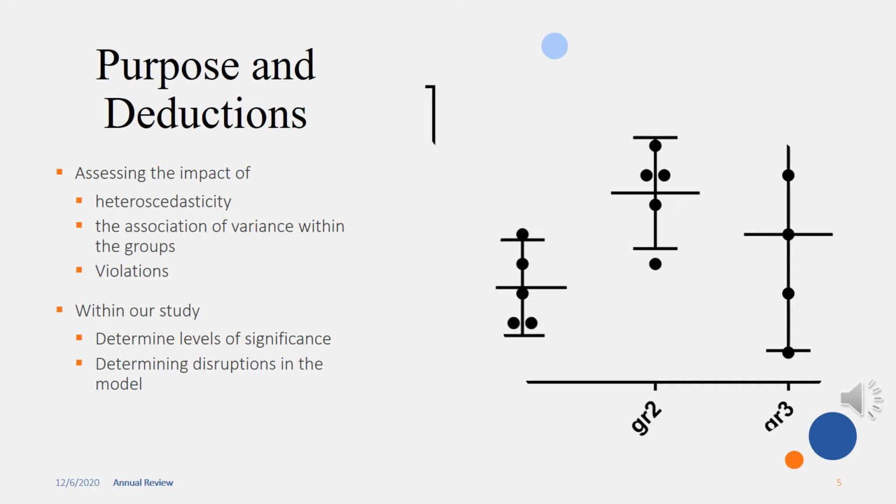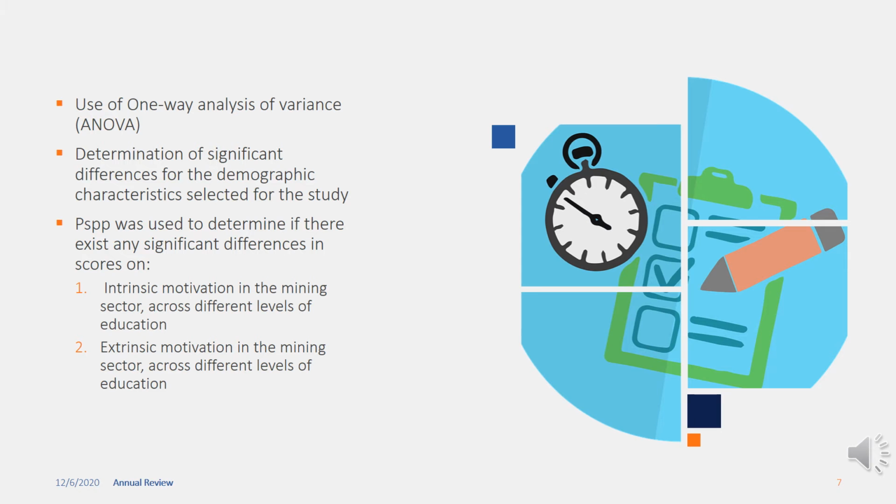Now, in the case of our study, employee motivation as it relates to intrinsic and extrinsic motivation, and its impact on job performance and job satisfaction, is tested based on levels of education. Usually within ANOVA, the different tests are used to determine any significance in terms of differences for demographic data. Within our study, SPSS was used to determine these differences across intrinsic and extrinsic motivation as it relates to the mining sector across different levels of education.